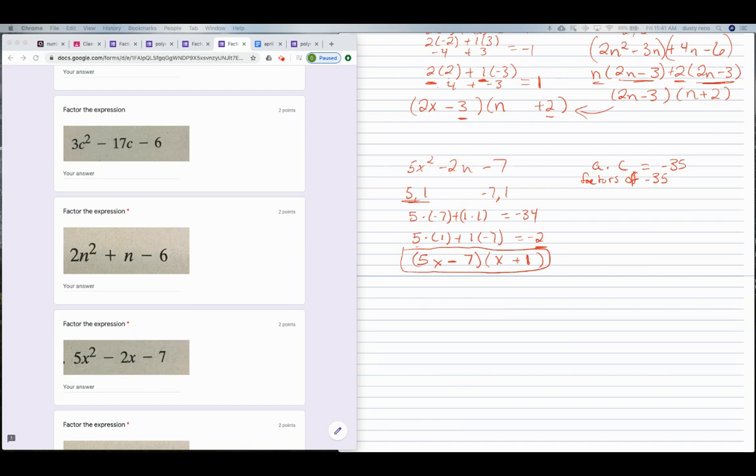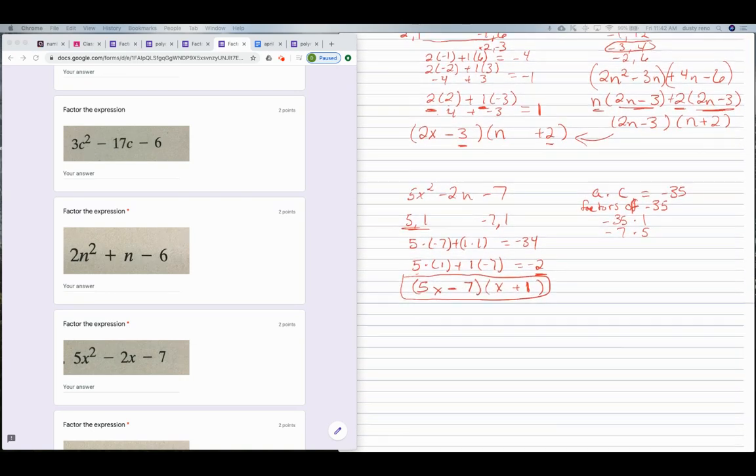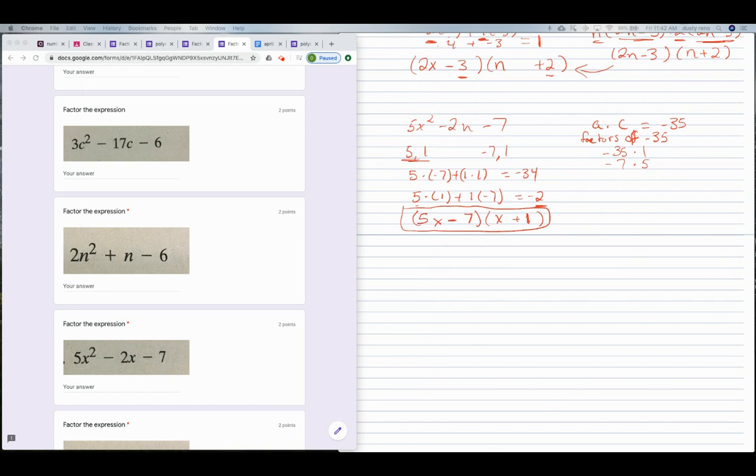Okay, same way you can solve it by grouping. So you find a times c, which equals negative 35. So the factors of 35 are going to be negative 35 and 1. And then a negative 7 and 5. And the only one when you add the factors together that gives you a negative 2, our b value in the equation, is going to be these two. So now we rewrite the equation, replacing our negative 2x with negative 7x and plus 5x.